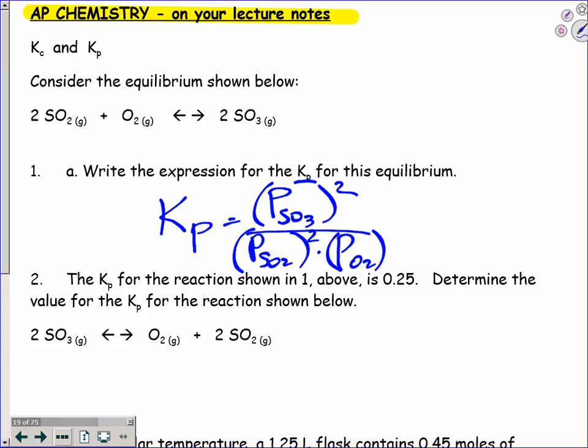The Kp for the reaction shown in one above is 0.25. So we know what it's now equivalent to. Determine the value for the Kp of the reaction shown below. All right, you guys got this one. All right, that question should be done.